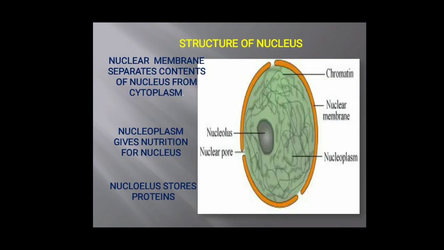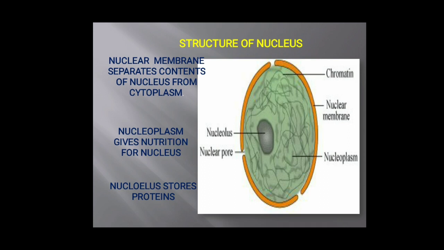Now just try to understand the structure of the nucleus. So here you can see the picture of the nucleus. What parts can you observe here? Nuclear membrane, nucleoplasm, nucleolus, nuclear pore, and chromatin.